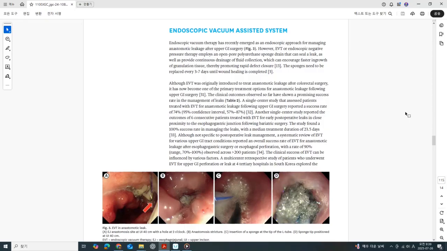That sounds powerful. What about the success rates for EVT? How does it stack up, especially against something like stents? The success rates reported are often very high, 74% in one study, even 100% for early leaks after bariatric surgery in another. A larger systematic review suggested around 90% success across different upper GI conditions. 90% is impressive.